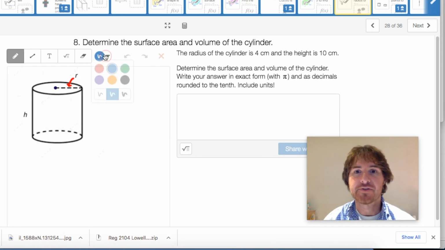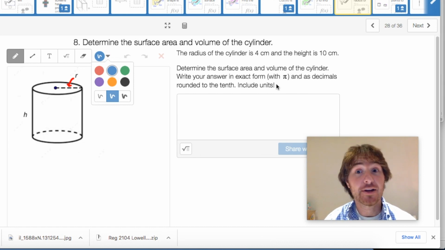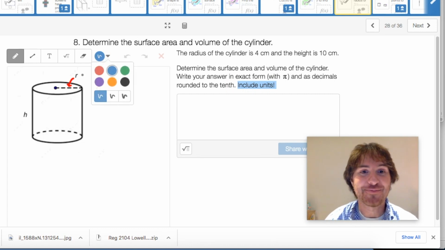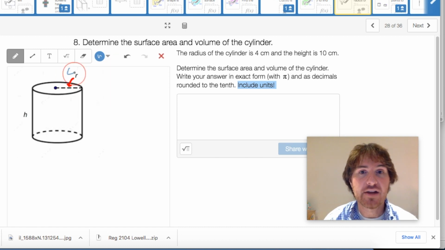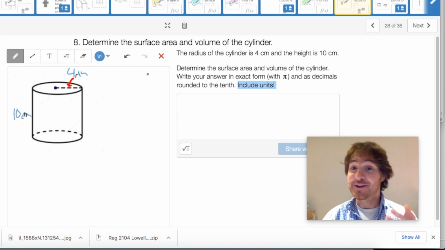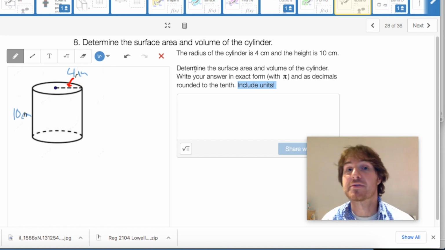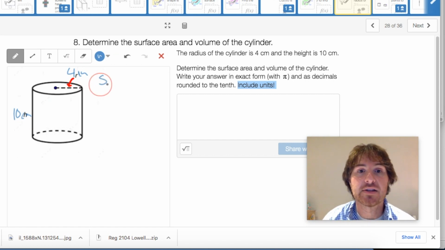Okay. All right, so let's check it out here. All right, radius 4 centimeters. It says include units. Don't forget that. Include your units. So what is it going to be? Surface area. So my units is measured in centimeters. So I have here square centimeters is where my answer is going to be. So I got here 4 centimeters for the radius, and I have 10 centimeters for the height. And what we learned in class today is, hey, determine the surface area and the volume of the cylinder. So let's start with surface area because that's what we did in class today.